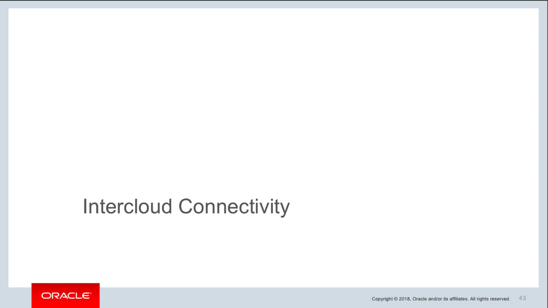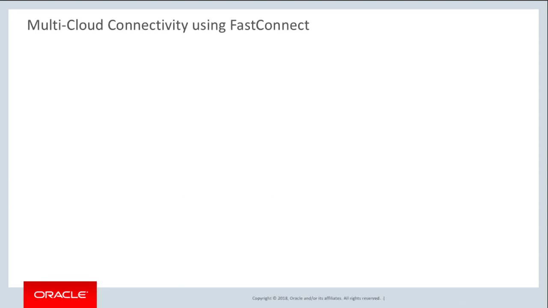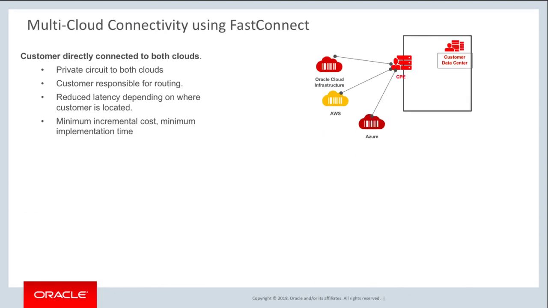So you might have workloads in Oracle Cloud Infrastructure, and some workloads running in AWS, and you want to have some kind of connectivity between the two public clouds. So in this section, I'll just give you an overview of how you can use the FastConnect service to have intercloud connectivity between multiple clouds.